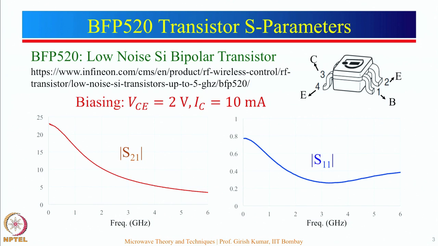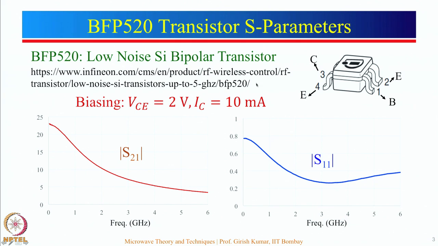So, let us go to the next part, how to design microwave amplifier using transistors. Here we have taken an example of a BFP 520 transistor. This is actually known as low noise silicon bipolar transistor. It is available from Infineon company, and you can click on this particular thing and see the data sheet of this transistor. So, I just want to mention a few things over here.